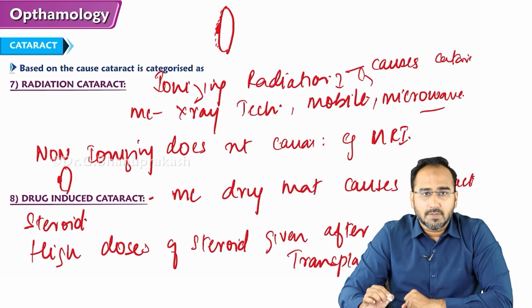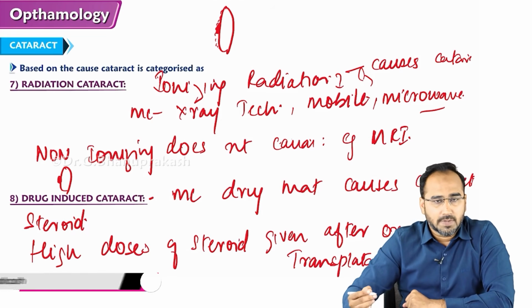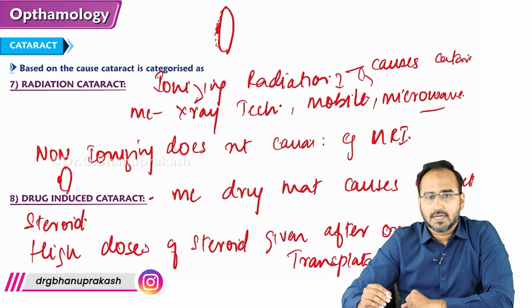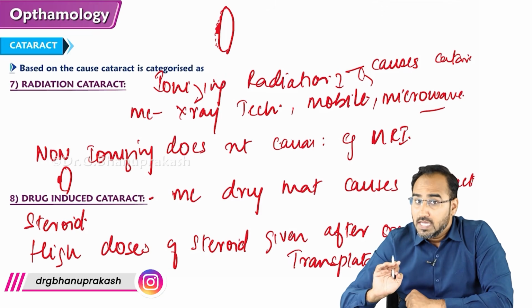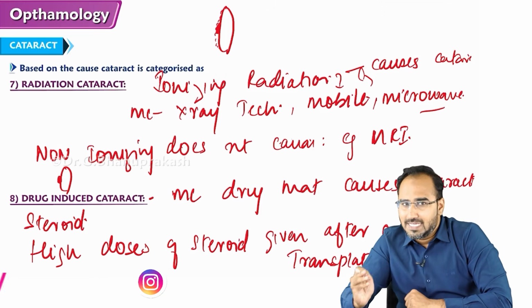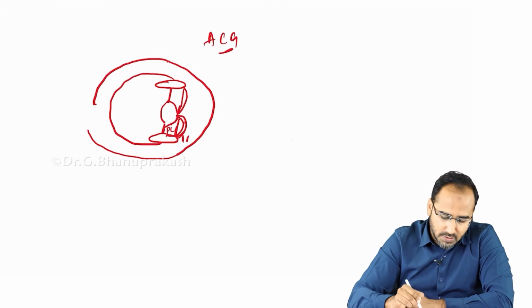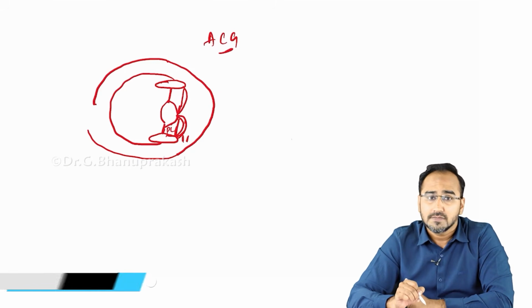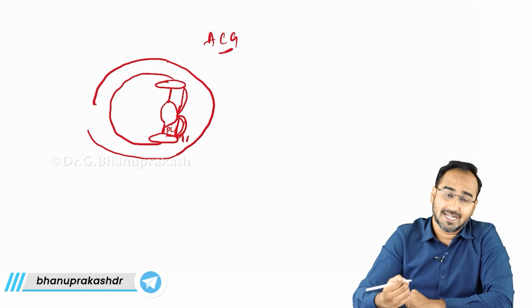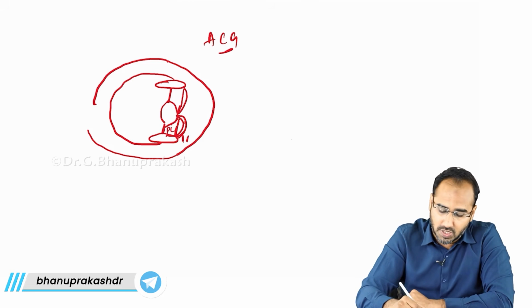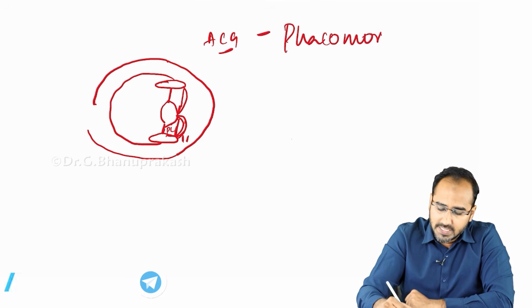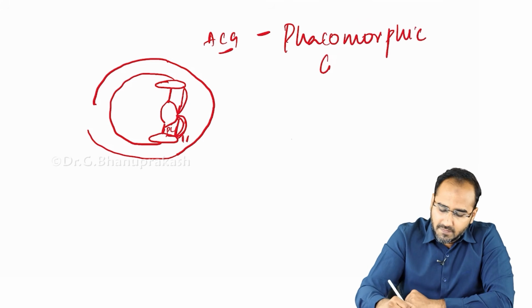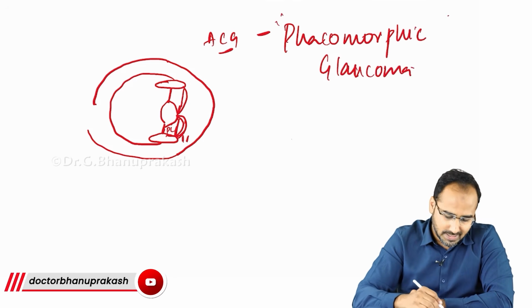So, guys, we are discussing the stage of cataract called mature cataract. We have already discussed what intumescent is. Due to this intumescent, it is leading to what glaucoma? Angle closure glaucoma. Such a glaucoma that occurs due to change in the shape of the lens is called phacomorphic glaucoma.